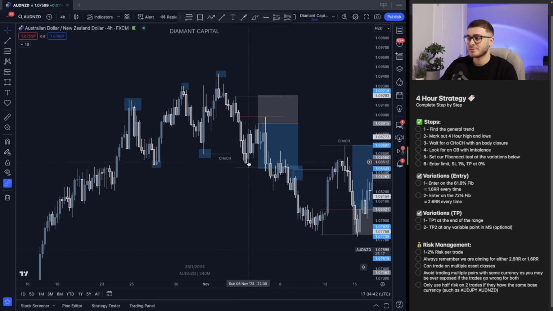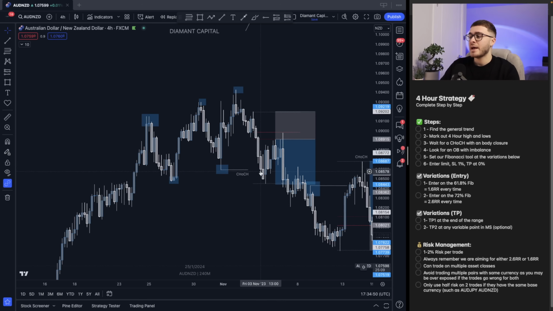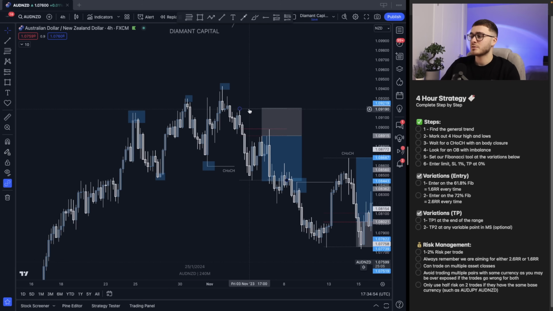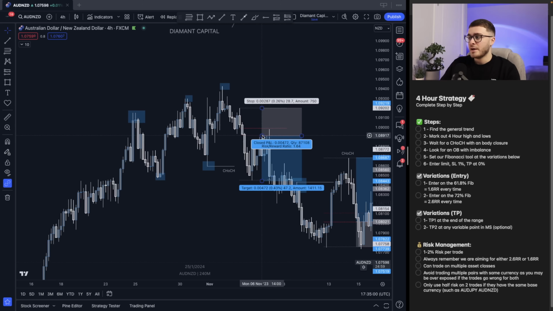As soon as price gives us that change of character with a body closure, so this one wasn't a body closure, as you can see. This one was, because it closed directly below the change of character. As soon as that happens, we mark out the low that's generated. So you'd go something like this. So you point out the entry over here. Again, I advise for the 72%.